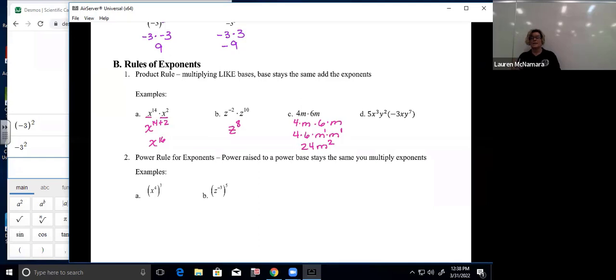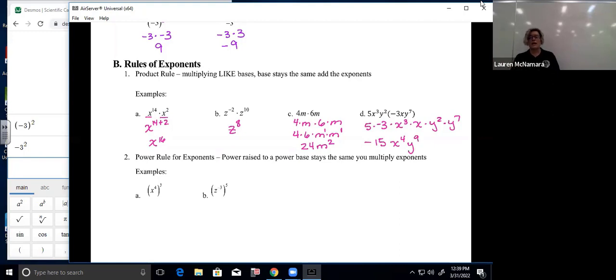Looking at example D, it's all multiplication. All of this is multiplication. So I'm going to go ahead and say 5 times -3 times x to the third times x times y squared times y to the 7th. So now I have -15 x to the third times x to the first, so I get x to the fourth, and y to the second times y to the 7th, I get y to the 9th.